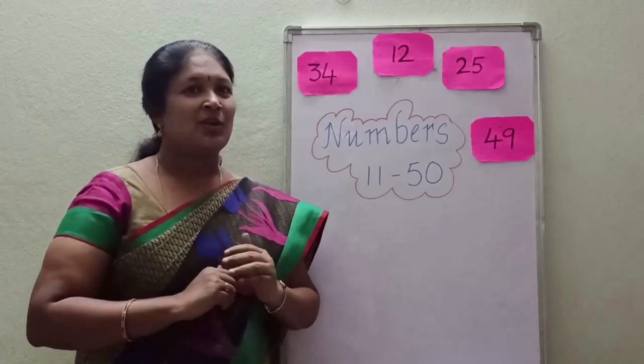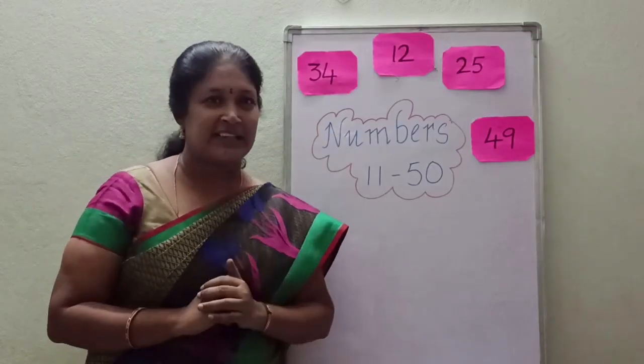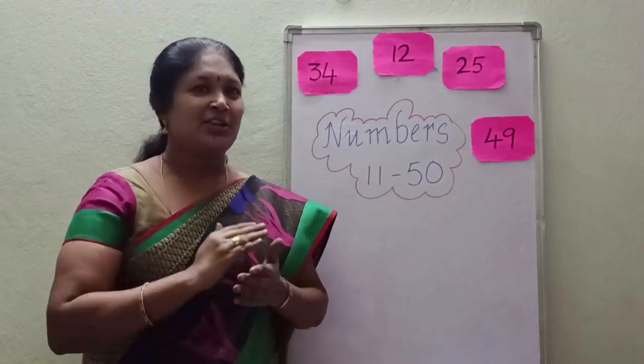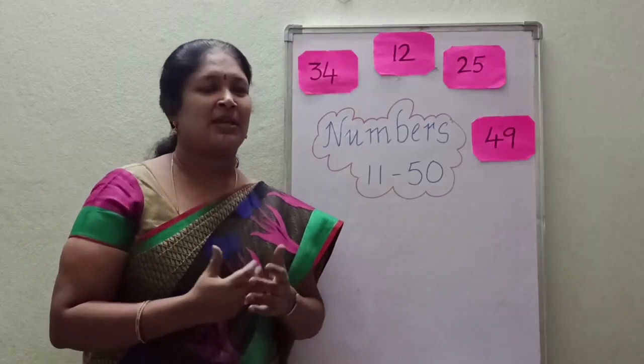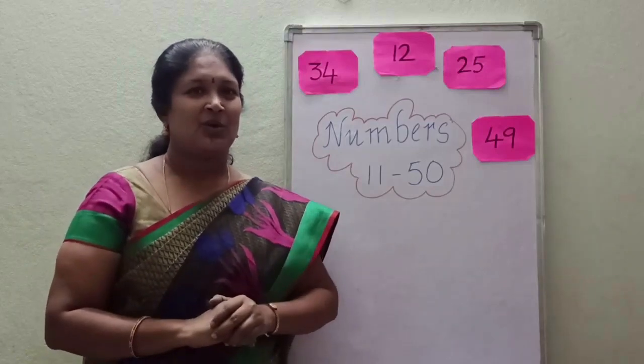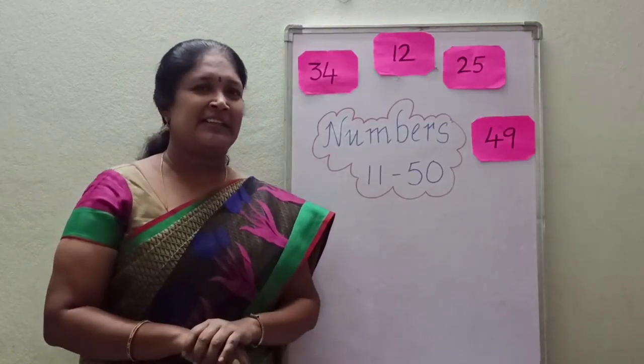Okay children, you have to identify numbers like this and you should write the number name, before number, after number, between numbers, whatever it may be. Okay children, we'll meet in the next session.